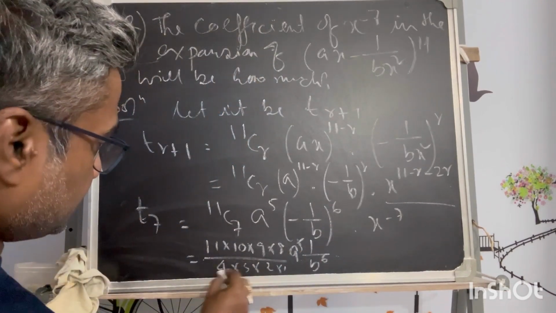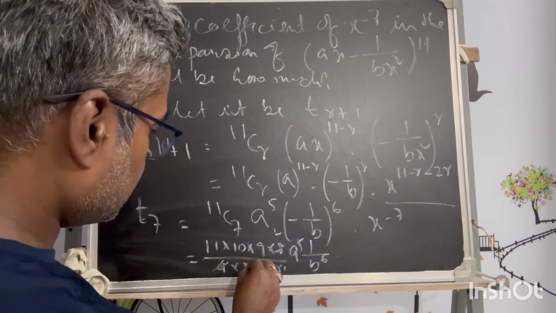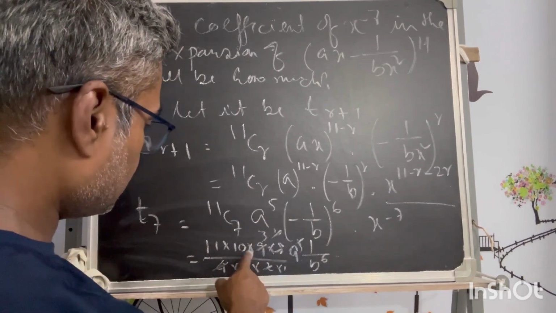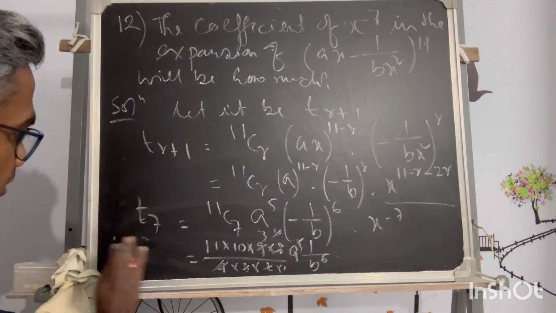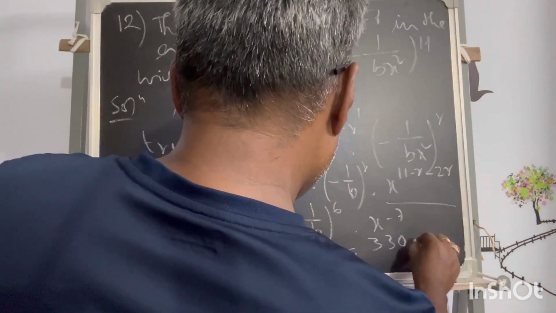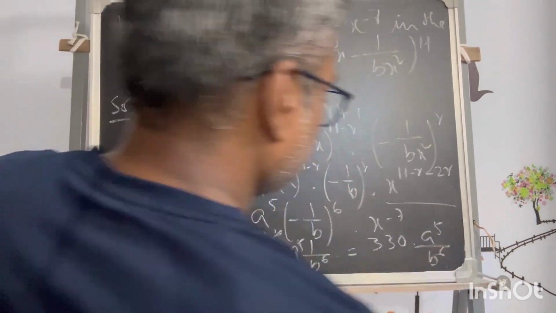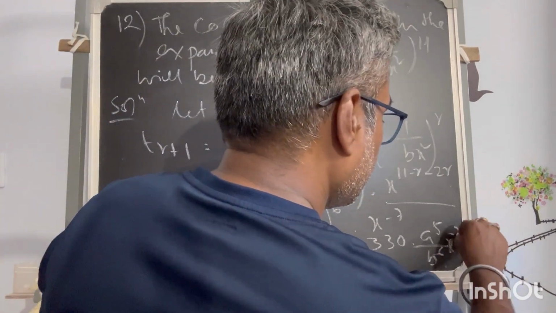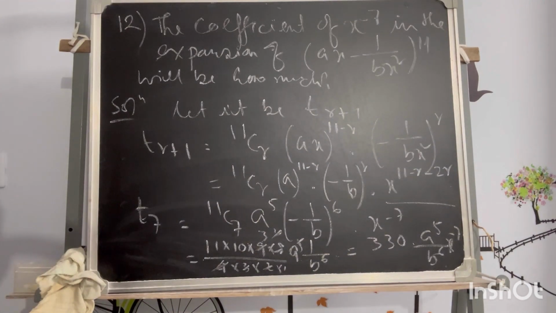So what is the reduction from 8? This is 3, 3 is a 9, 2 will be cancelled then. So this is 11 into 10 is equal to 110 into 3, 330. So ultimately this will be 330 into a to the power 5 at the top, b to the power 6 at the bottom. So this will be the term look alike. Along with that, x to the power minus 7 will remain. So this will be the result of the sum.